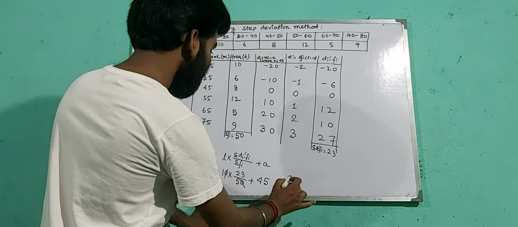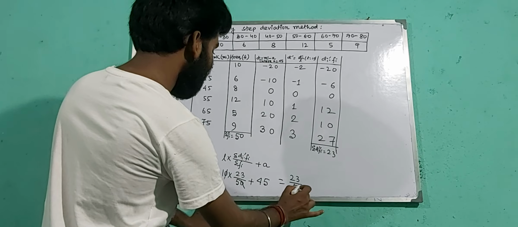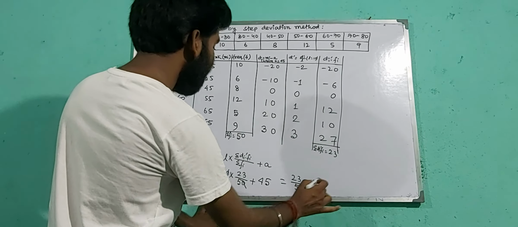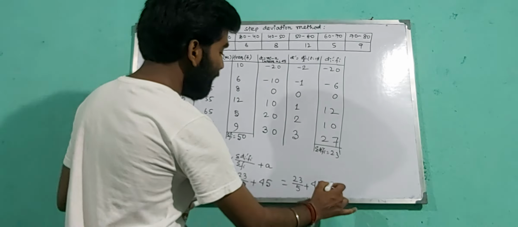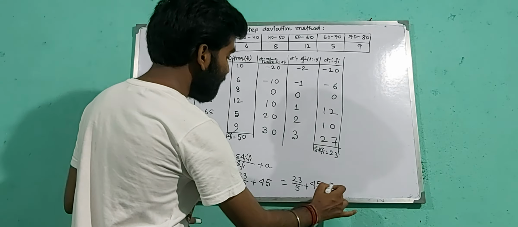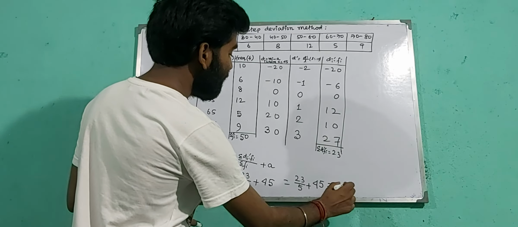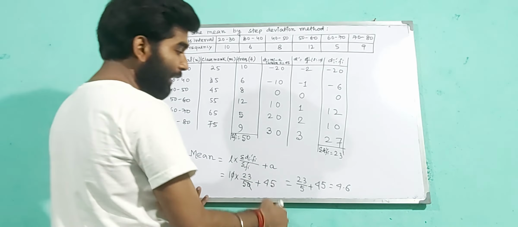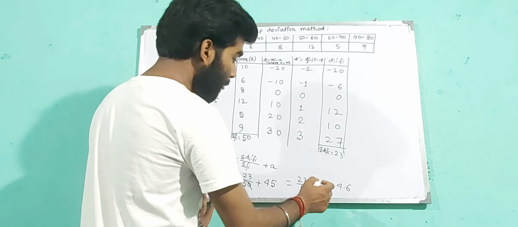See, here the calculation will be very easy, this 0 and this 0 will be cut. So what comes, 23 by 5 plus 45. 23 by 5 means 5 4s are 20, point 3, 5 6s are 30, so 4.6. You can divide it and write, I divided in my mouth only, plus 45. What will be 45 plus 4.6? 49.6 will be the mean, understand? This is by the step deviation method.